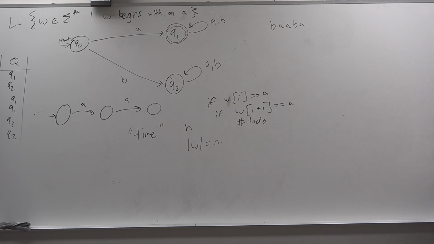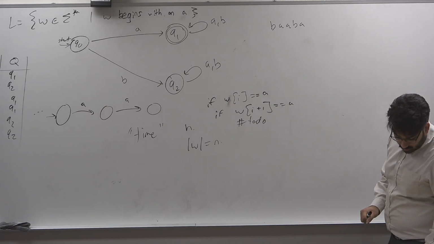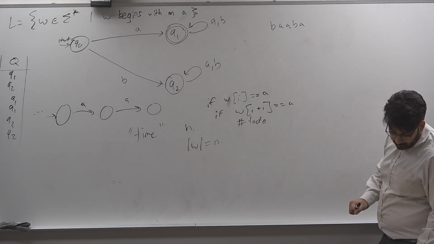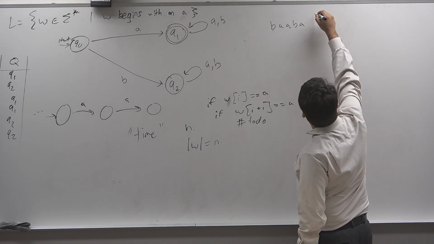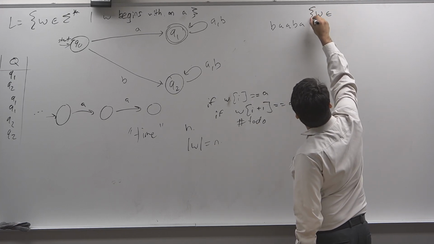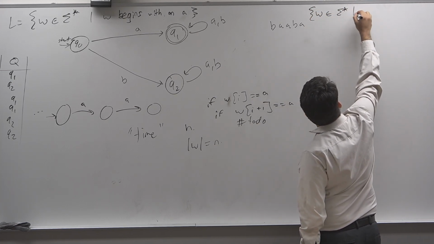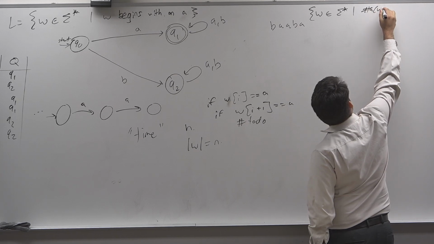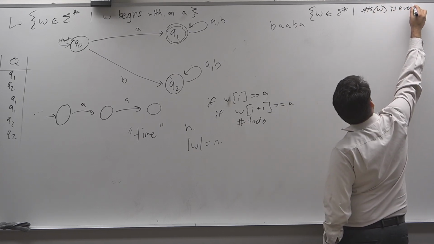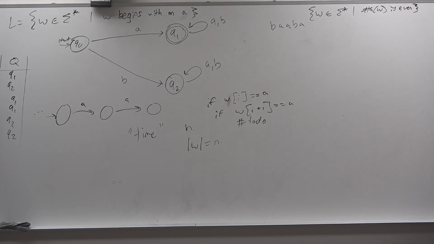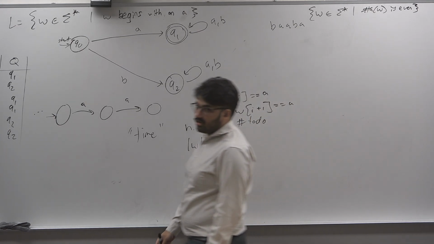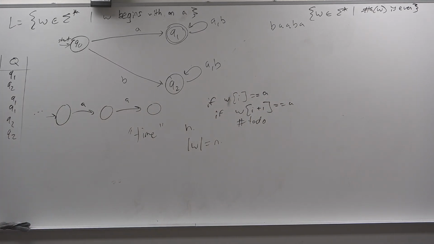Right? Okay, let's do another DFA. Suppose W is in sigma star, such that the number of A's in W is even. If you had to hypothesize, how would such a DFA be written? Give me a starting diagram.